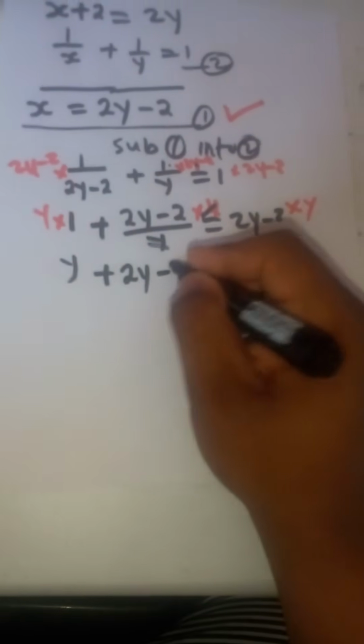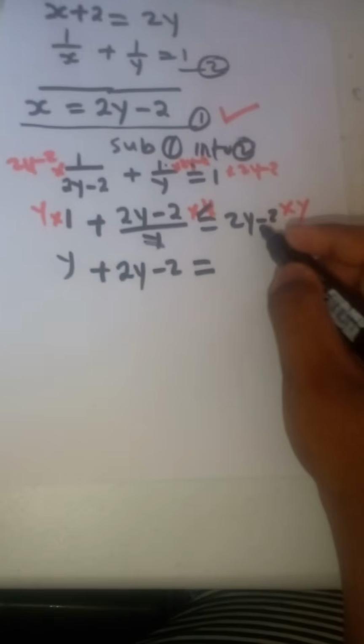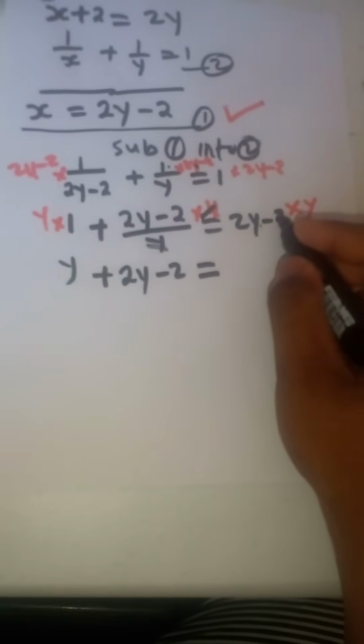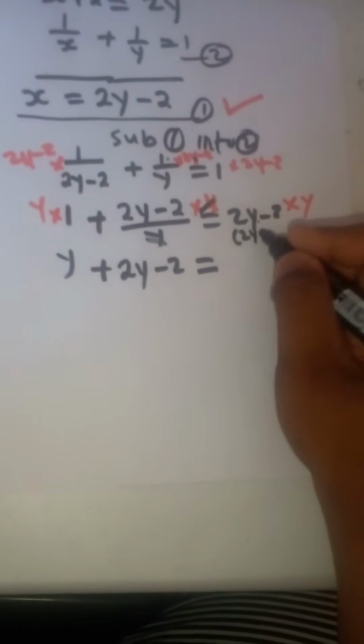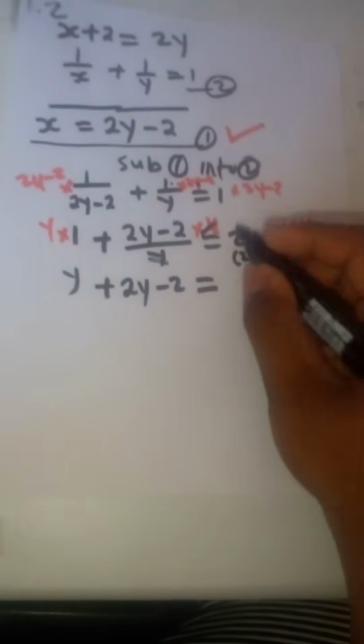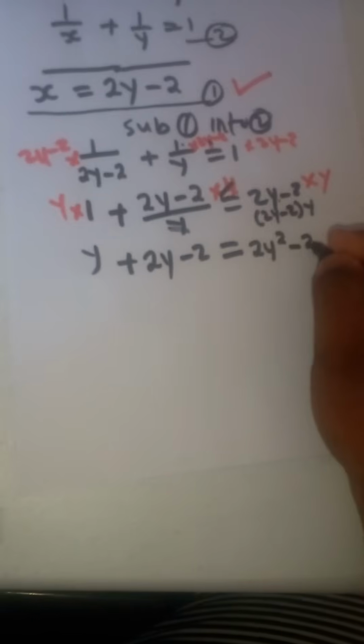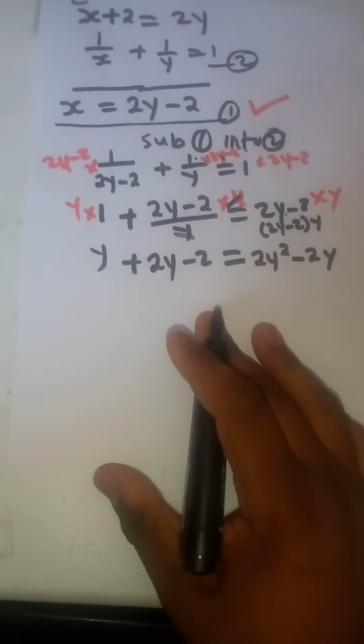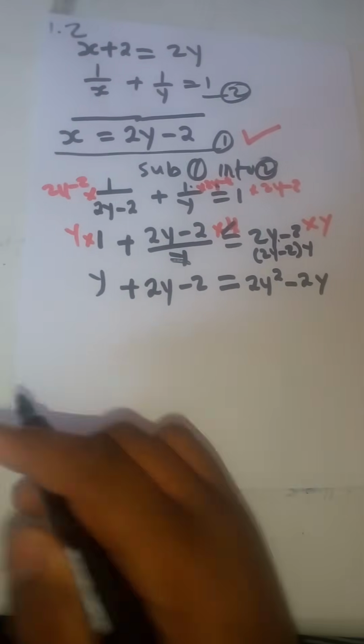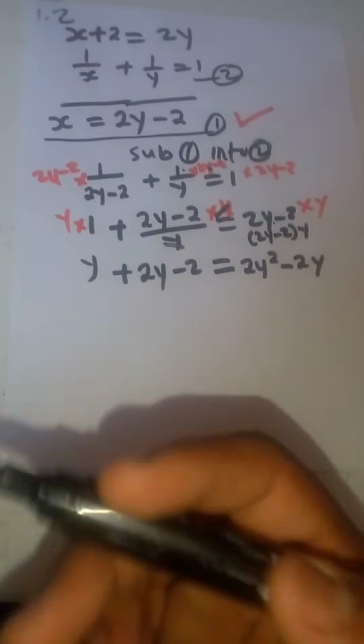2y minus 2, which is equal to... now this 2y minus 2 is being multiplied by y. So it is the same as 2y minus 2 times y, which is the same as what? 2y squared minus 2y. Is it fine? Now when it is like this, that's when you can now group everything and make it like terms.